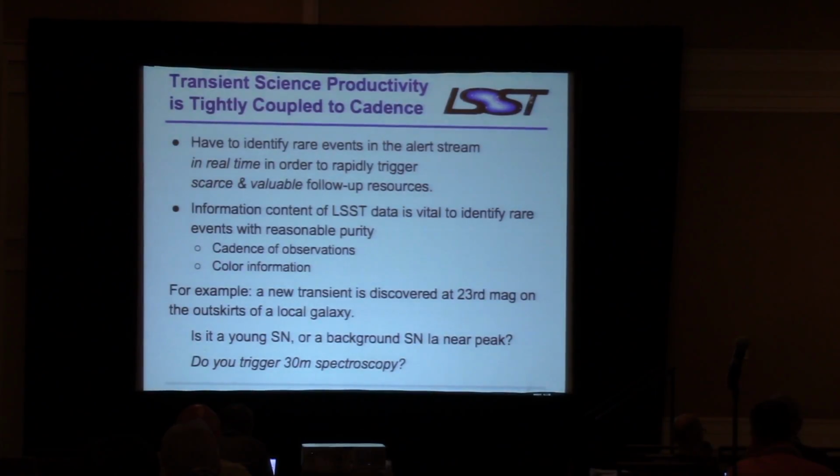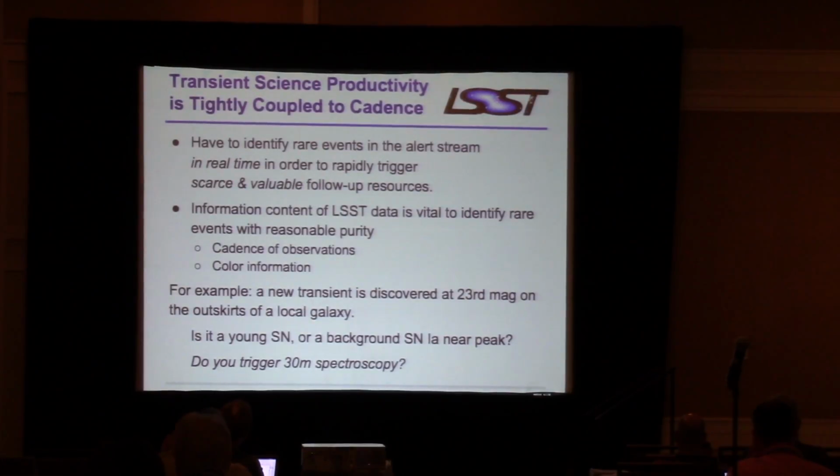I think it's useful to remind ourselves of the problem we're facing, which is using all of this heavy infrastructure we're building, the alert streams and the brokers, to identify intrinsically rare events in this massive stream in real time so that we can trigger follow-up using resources that are themselves scarce and valuable. And so the LSST data itself, in its cadence, has a particularly strong lever arm in allowing us or preventing us from finding these rare events. In particular, again, the sequence of events as well as potentially color information.